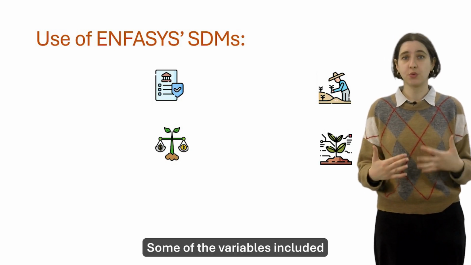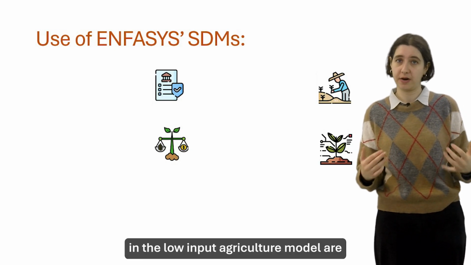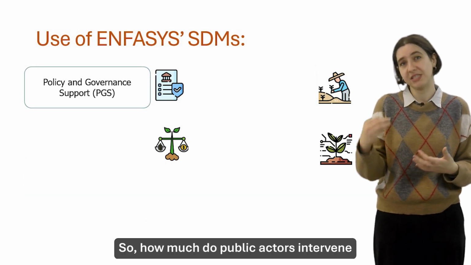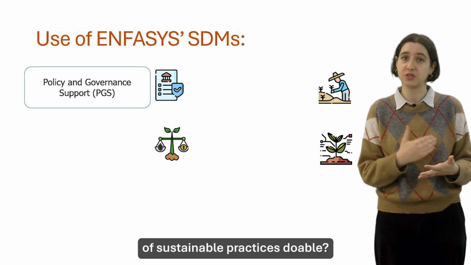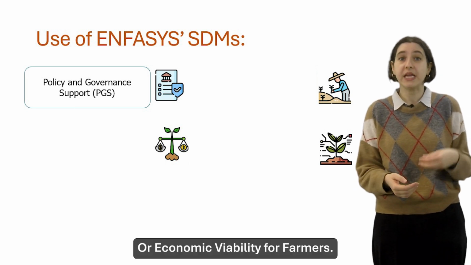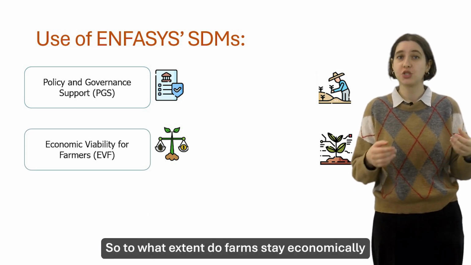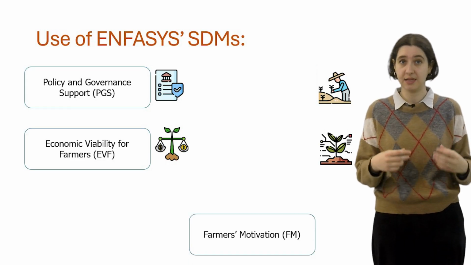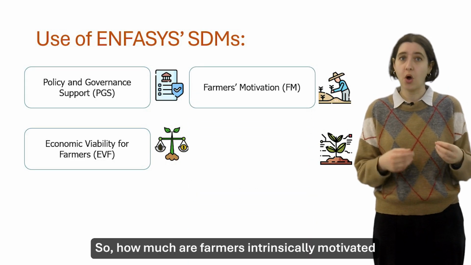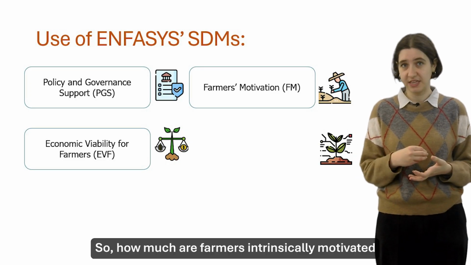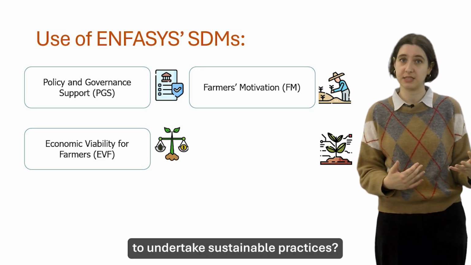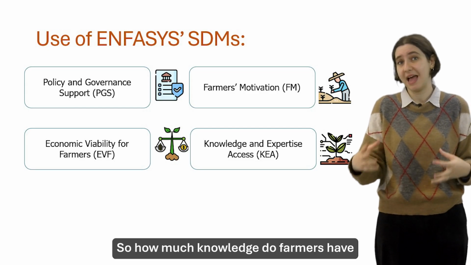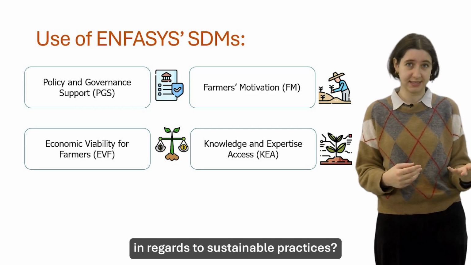Some of the variables included in the low-input agriculture model are policy and governance support, so how much do public actors intervene in making the adoption of sustainable practices doable, or economic viability for farmers, so to what extent do farms stay economically viable and accumulate capital, or farmers' motivation, so how much are farmers intrinsically motivated to undertake sustainable practices, or knowledge and expertise access, so how much knowledge do farmers have in regards to sustainable practices.